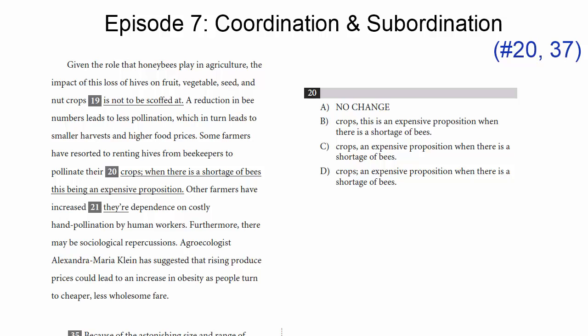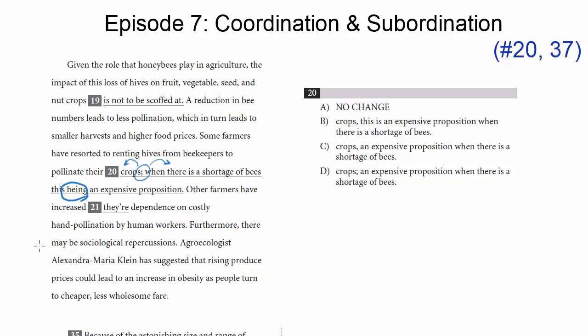Some farmers have resorted to renting hives from beekeepers to pollinate their crops; when there is a shortage of bees, this being an expensive proposition. So coordination is about putting together complete independent sentences. And here, when you use a semicolon, as we do in the original, as we've talked about earlier, you have to make sure that both sentences are complete. And if you look at the sentence after the semicolon, it's not even really a sentence. When there is a shortage of bees, this being an expensive proposition.